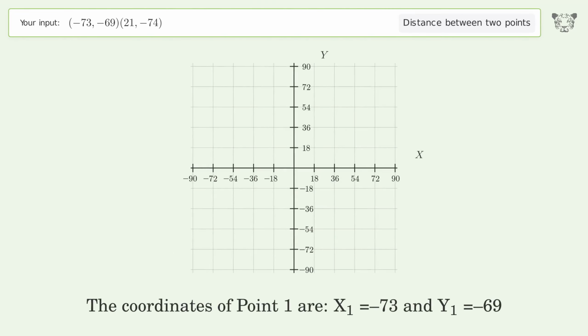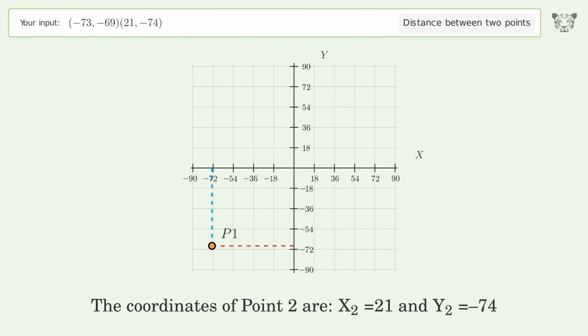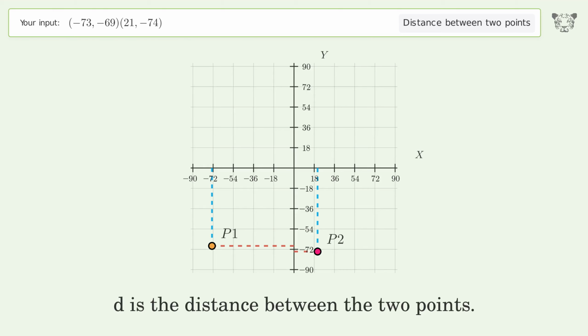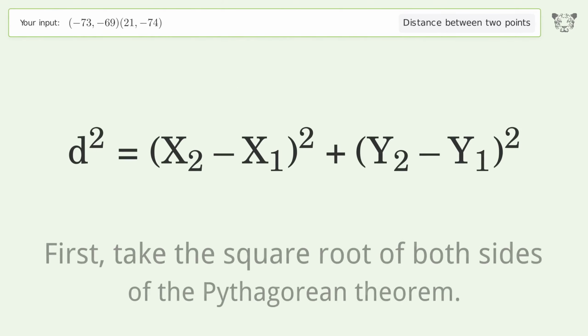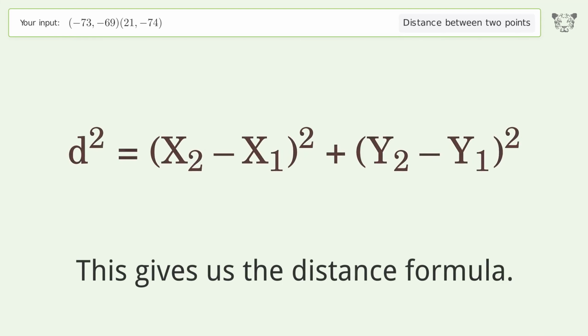The coordinates of point 1 are, x1 equals -73 and y1 equals -69. The coordinates of point 2 are, x2 equals 21 and y2 equals -74. D is the distance between the 2 points. First, take the square root of both sides of the Pythagorean theorem. This gives us the distance formula.